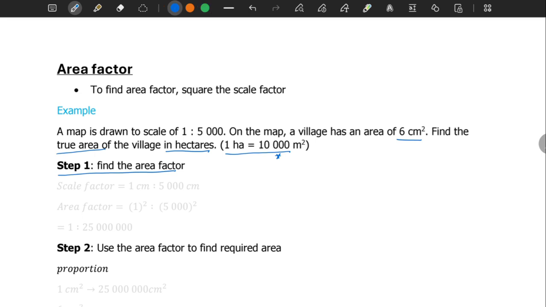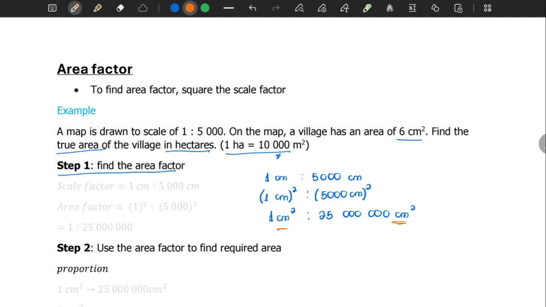So we have the scale factor of 1 centimeter is 5,000 centimeters. So to find the area factor, we square both sides. So we're going to square here, and at the same time square the 5,000 as well, because now we end up with something in square centimeters, which is an area format. And then this is going to be 25 million centimeters squared, because now even the units tell you that it's area, right? So you have to watch out for that.